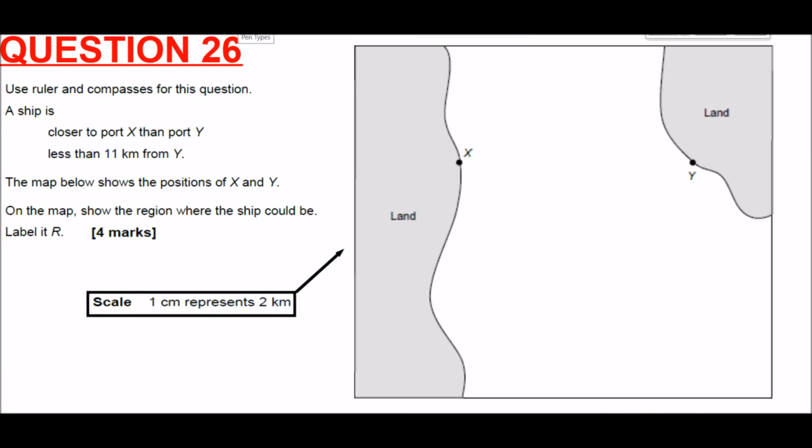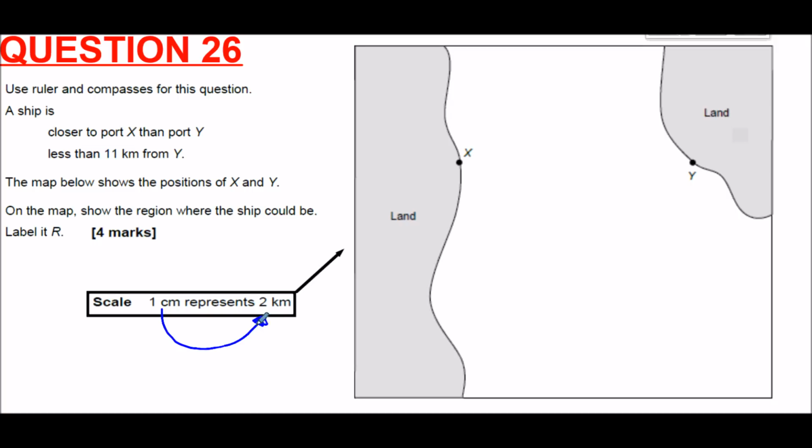Question 26. We need to use a ruler and compasses. So it's a scale diagram where 1 centimetre represents 2 kilometres. And so again, this scale is in the relationship where one number is a 1, the other number isn't a 1. And so we can change from centimetres to kilometres, or from kilometres to centimetres, by multiplying or dividing by the number that isn't 1. In this case, it's the number 2.